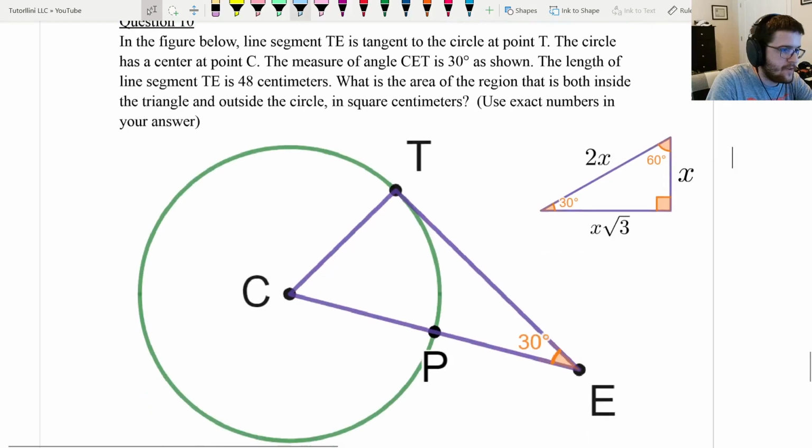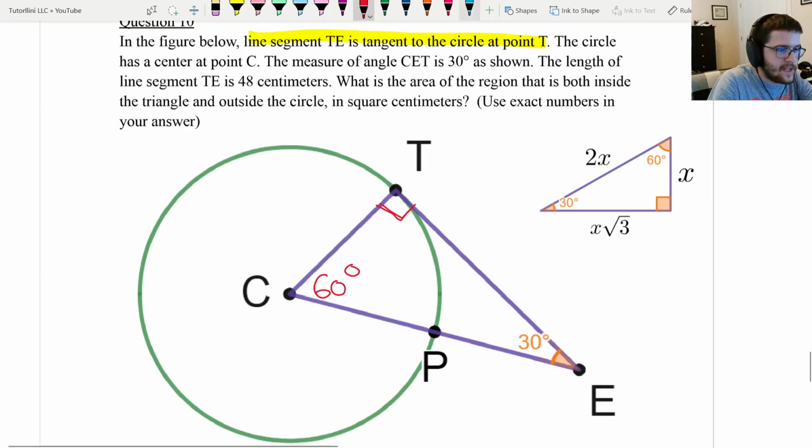Okay, so first thing you should realize is that it says line segment TE is tangent to the circle at point T. So for circles, tangent lines are perpendicular to the radius or diameter at that point. So this is a right angle. That's just something you had to know. Now you can see, okay, 90 minus 30 is 60. So this is indeed a 30, 60, 90.